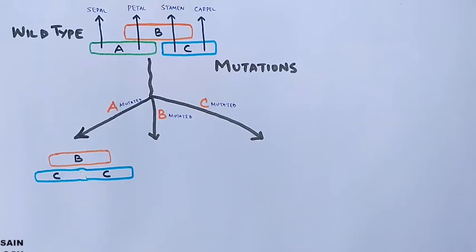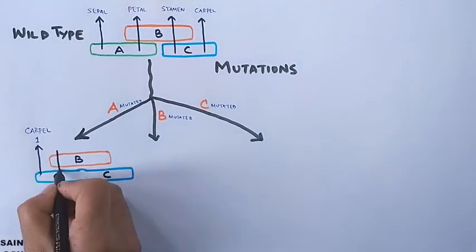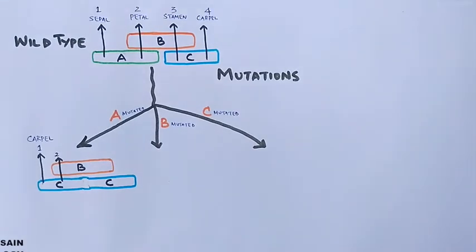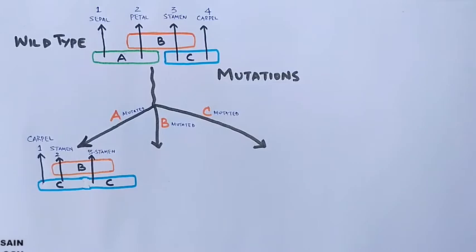Now for the development of floral structures, we see the C will develop carpel at first whorl. The second whorl should have been A plus C, but the mutation of A causes it to become B plus C, which develops it into stamen. Then third whorl will be B plus C, that's stamen, and fourth whorl will be C, that's carpel. So in the mutation of A genes, the first and second whorls which should have been sepal and petal are replaced by carpel and stamen.